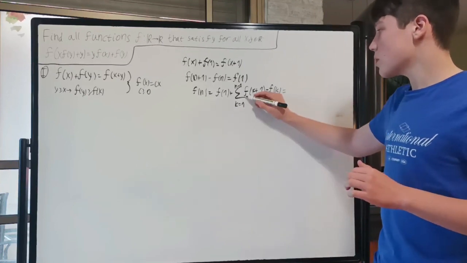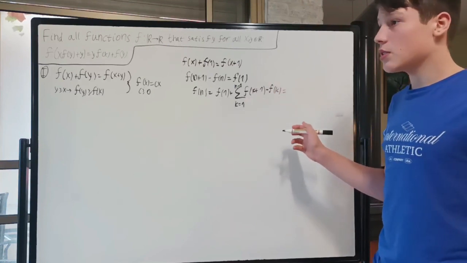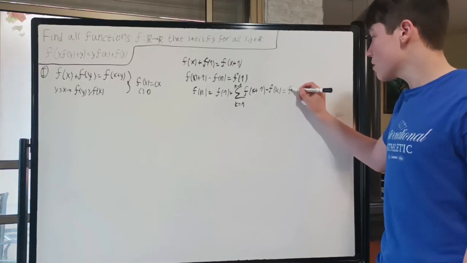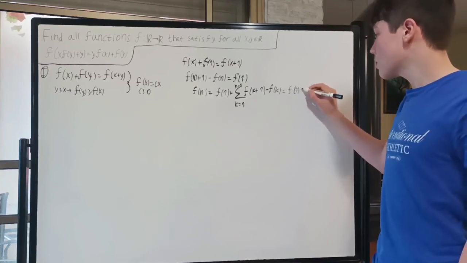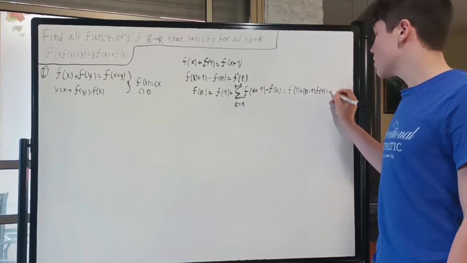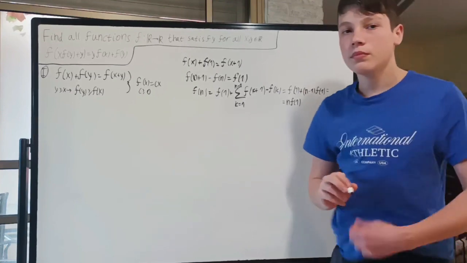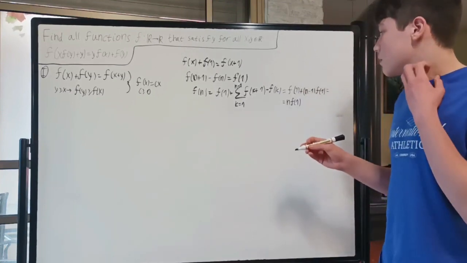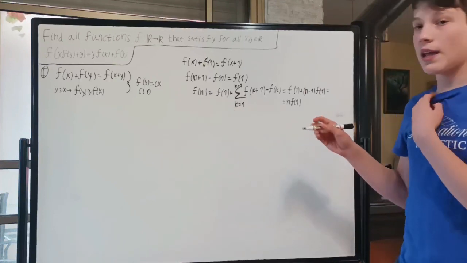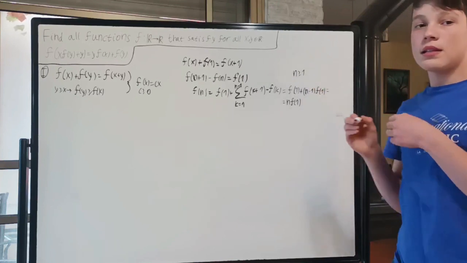So this we know is just the constant f(1), and summing over a constant is just that constant times the number of terms. We have n minus 1 terms here, so we get f(1) plus (n - 1) times f(1), which is n times f(1). So we found that f(n) is equal to n times f(1) for any integer n that's greater than or equal to 1.